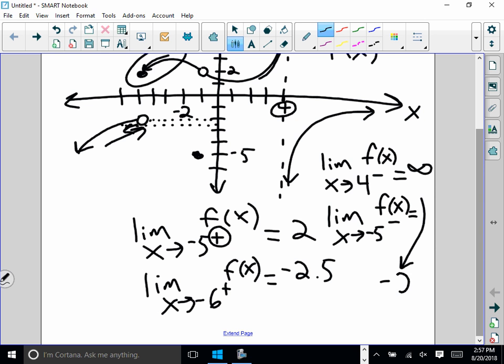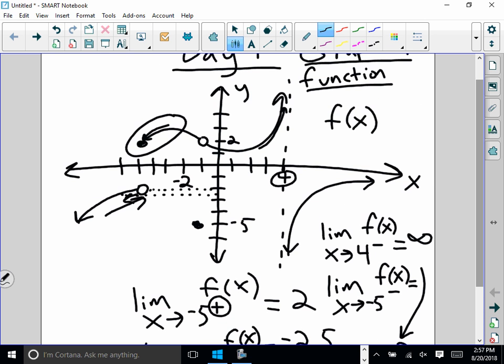Okay? What I want you to notice about the limit as x goes to -5 is that the right-hand limit and the left-hand limit were different. The right-hand limit was 2, the left-hand limit was -2. Okay? Which brings us to our first definition.